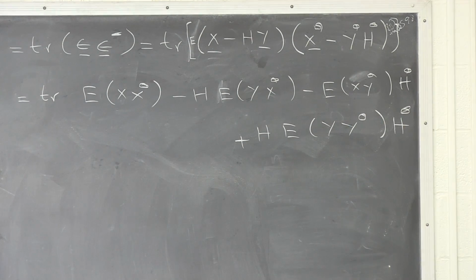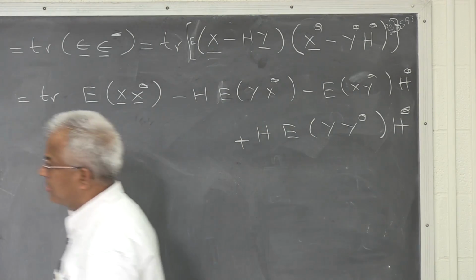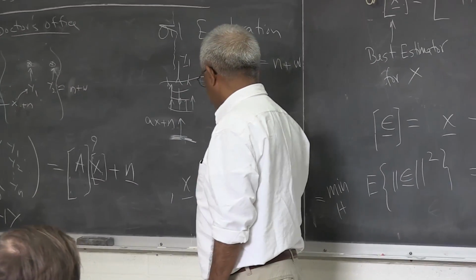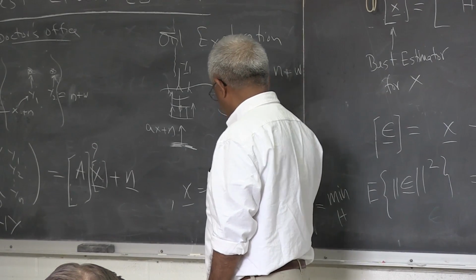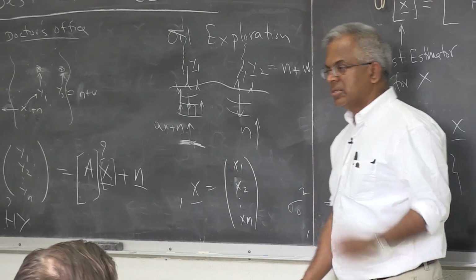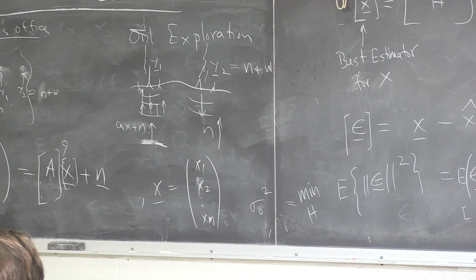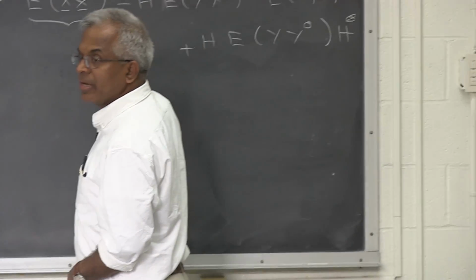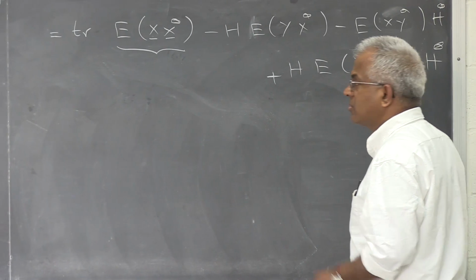Remember what x is. X itself is the data set. X itself could be like this, right? So x may be a stochastic process or whatever, sampled at several points. Y may be more data, but X is what we are trying to find out. So I'm going to call this the autocorrelation matrix of X, and this the autocorrelation matrix of Y, the data set.